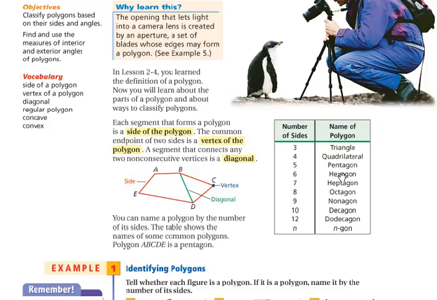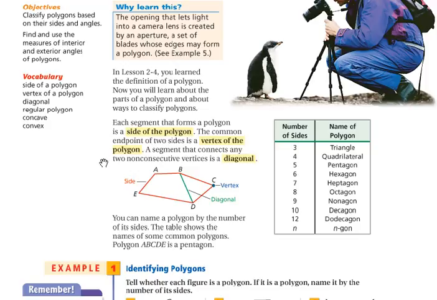Well, there are several. A triangle is considered a polygon, and the number of sides it has is 3. Then we have a quadrilateral, which has 4 sides, a pentagon, which has 5, and so on. You can read through here according to the number of sides, the names of that polygon.